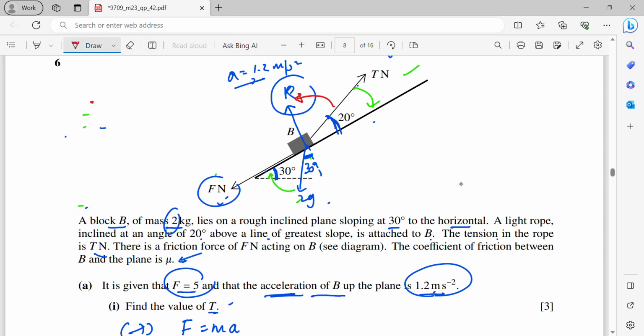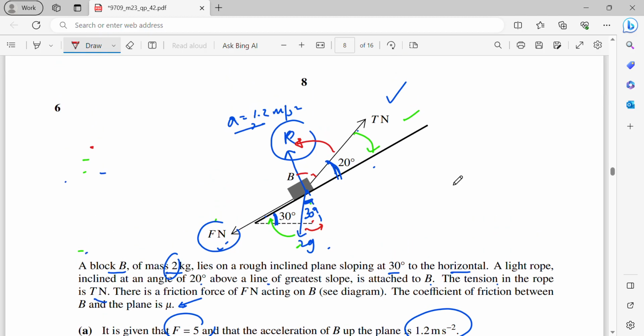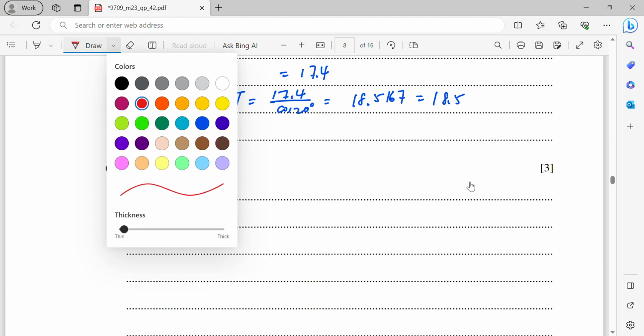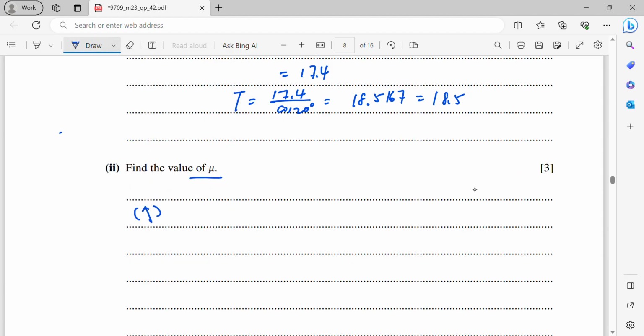So when I resolve the T, it is not using its own angle, but I'm using 20 degrees, therefore it will be sine. And then this 2g will be resolved in the direction perpendicular to the plane. But now I'm using 30 degrees, therefore it will be cos. Okay, so now I will write R plus T sine 20 degrees equals 2g cos 30 degrees.